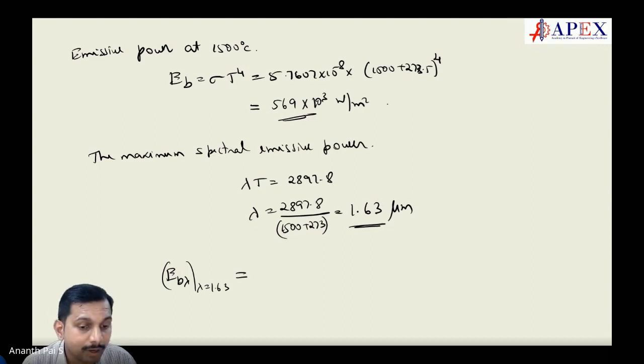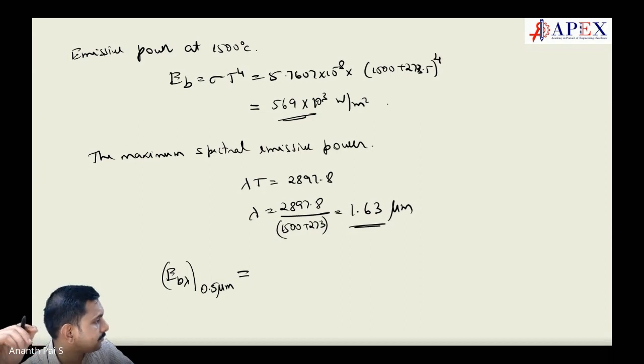Or sorry, Eb lambda at 0.5 micrometer. So whether there will be visible radiation or not, you will understand here. We are not saying 1.63, we are saying at 0.5 micrometer, Eb lambda. So you can see it at 1500. That's what it means. It has visible radiation coming.